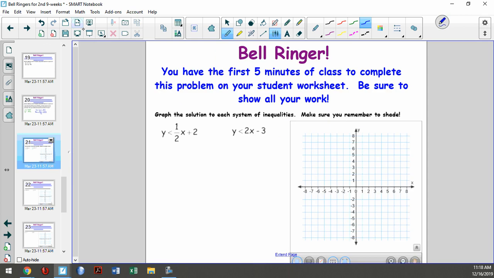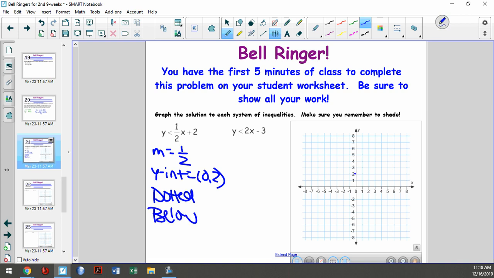Okay, next. How do we do these? You have to graph these. So if I'm graphing this right here, my slope is going to be 1/2. My y-intercept is going to be (0, 2). Solid or dotted? Dotted. Shade above or below? Below. So you're simply going to graph that. (0, 2), up 1 to the right 2, up 1 to the right 2, up 1 to the right 2. Connect that with a dotted line.